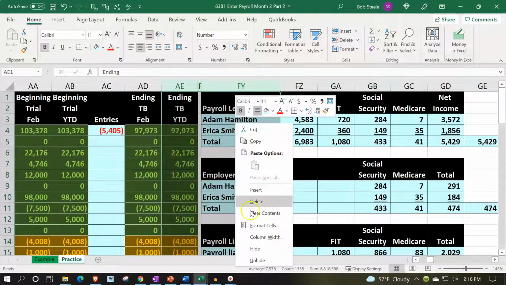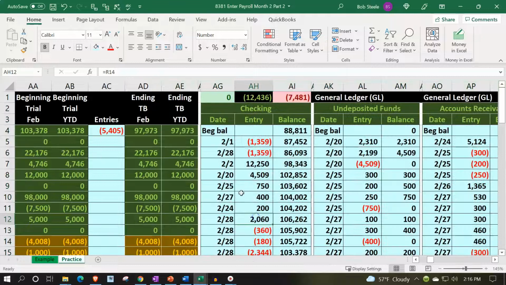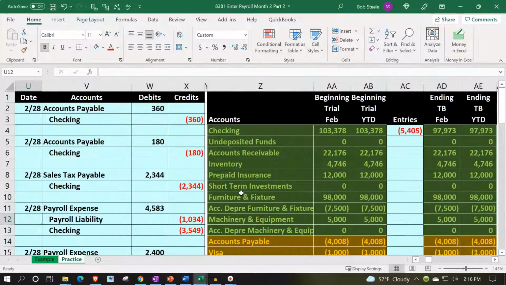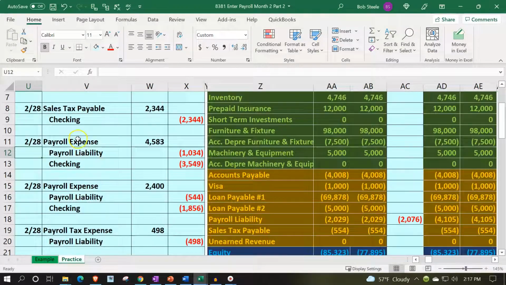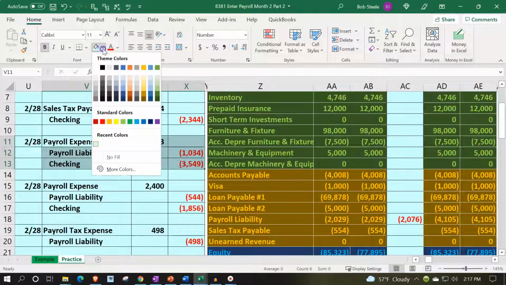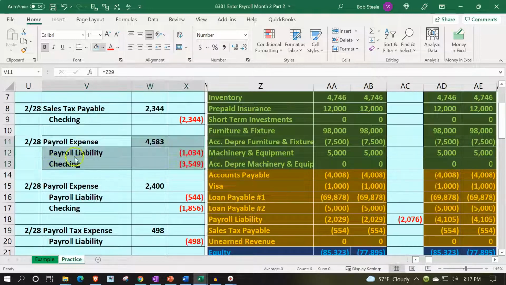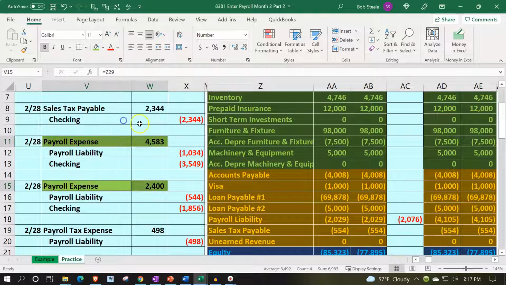Right click and unhide. So there we have it. And now we're going to do the same thing. I'm going to greenify this first one again so we can post it to the G to the L. Let's try to do these at the same time. I'll greenify this and this at the same time, and we'll get fancy and try to post it at the same time, see if we don't get messed up on it.